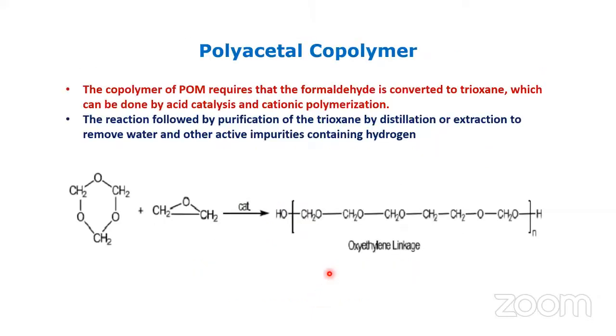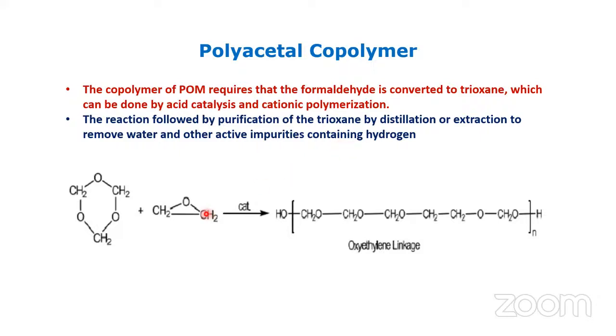Then the polyacetal copolymer. So how will your polyacetal copolymer get formed? The copolymer of POM requires that the formaldehyde is converted to trioxane, which can be done by acid catalysis and cationic polymerization. The reaction is followed by purification of the trioxane by distillation or extraction to remove water and other active impurities containing hydrogen.